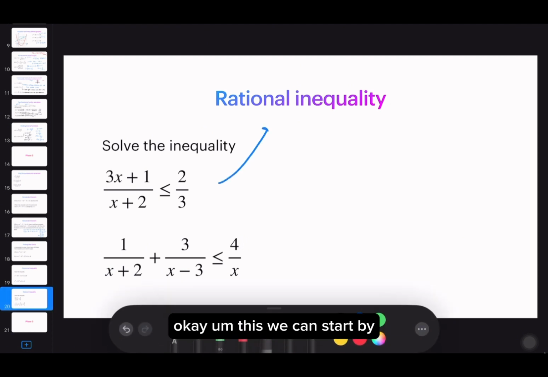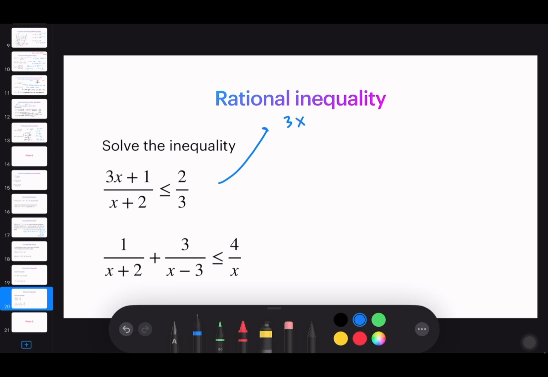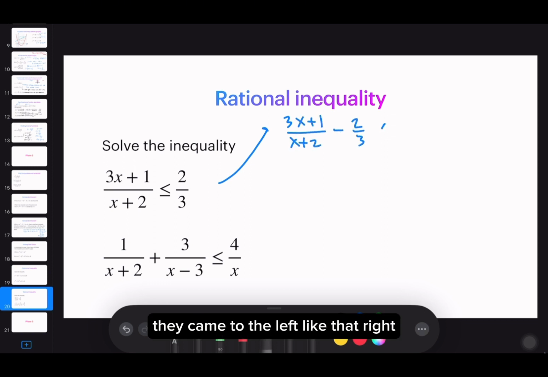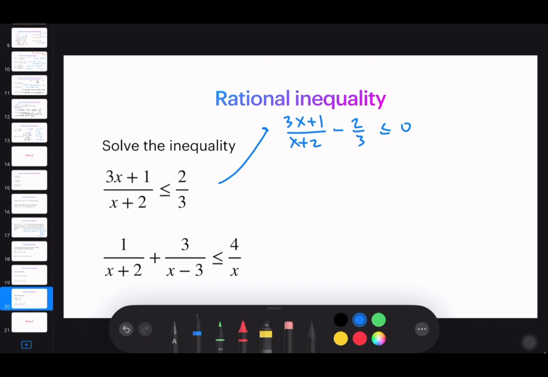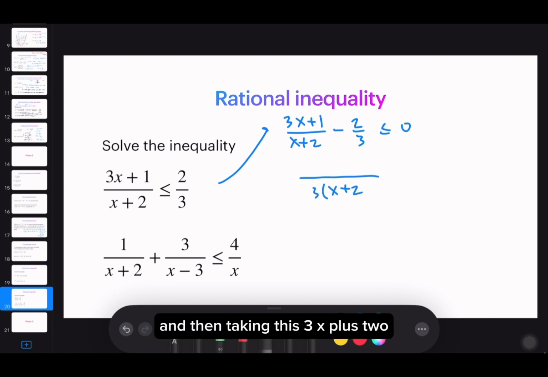We can start by taking this to the left like that, right? And then taking this 3x plus 2.